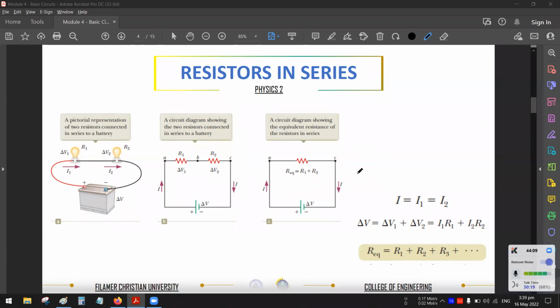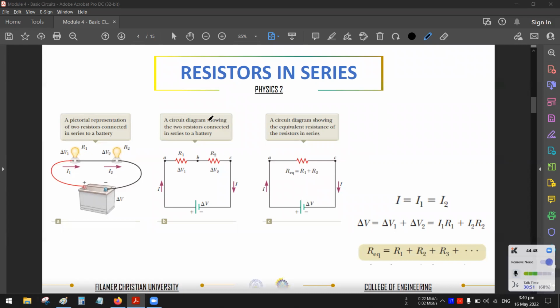So when 2 or more resistors are connected together, as they are in incandescent light bulbs, let's say we have an incandescent light bulb. It is connected, right? So they are said to be in series combination. So it is connected in series.